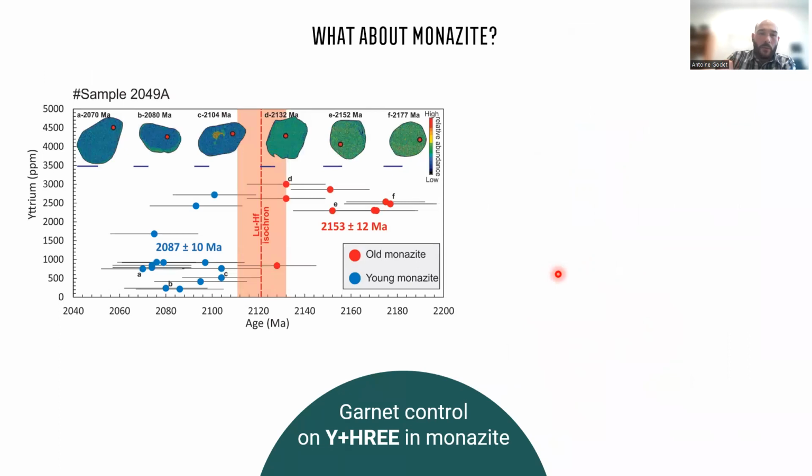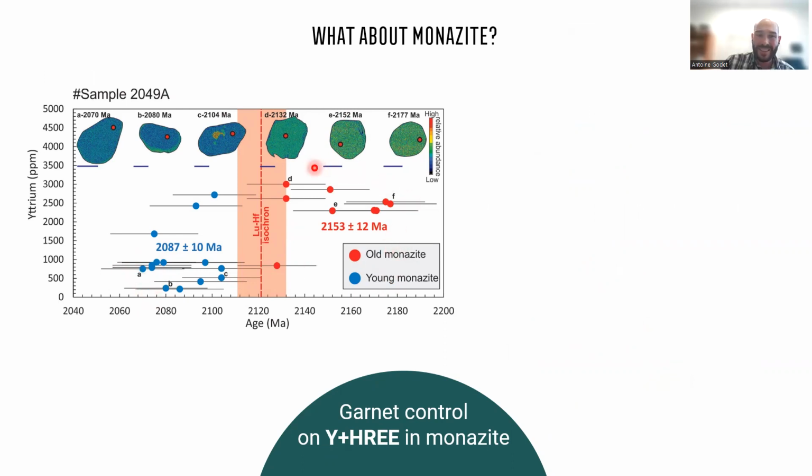So this is again one of the two samples. That one is pretty cool. We have two different populations of monazite. So in red, this is the age, and this is the yttrium content. And if you look there, we have two different monazite populations. The first one, represented by the red dots, is expected to be older than the garnet, and another one, represented by the blue dots, is younger than the garnet.